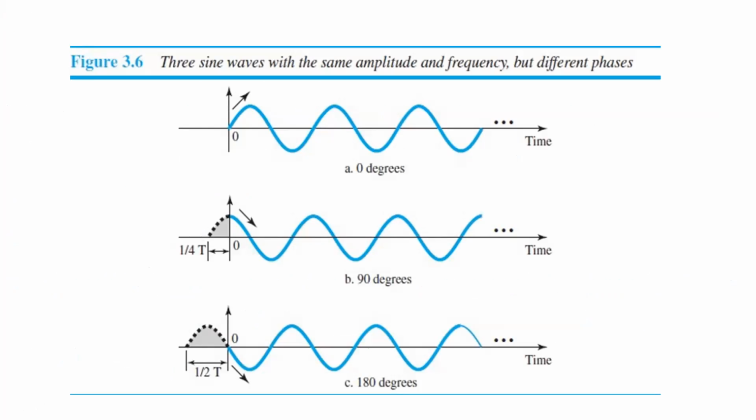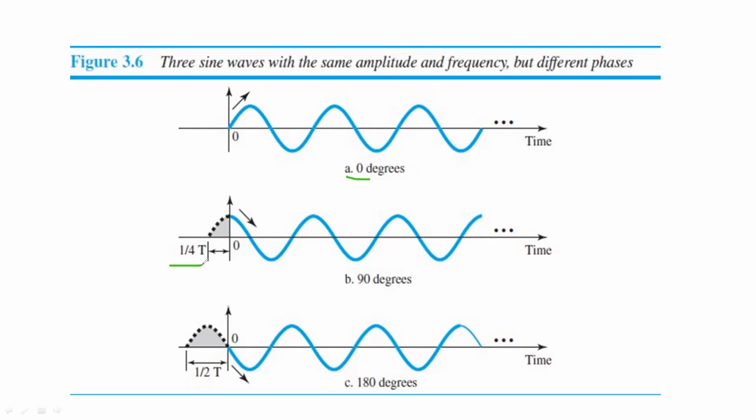So there are 3 sine waves. Here we have 3 sine waves with the same amplitude and frequency, but different phases. See here, it's with 0 degree. In this first figure, we have a 0 degree. That is for a full complete period.